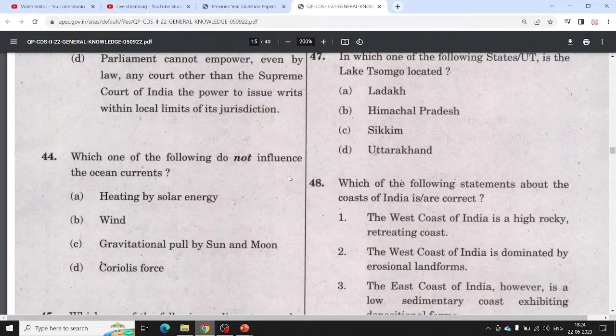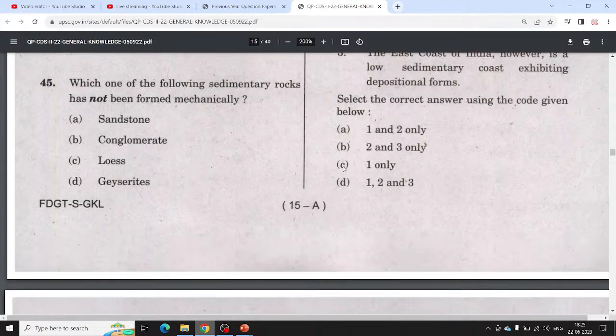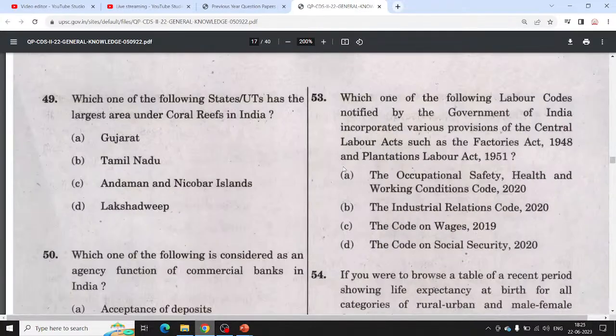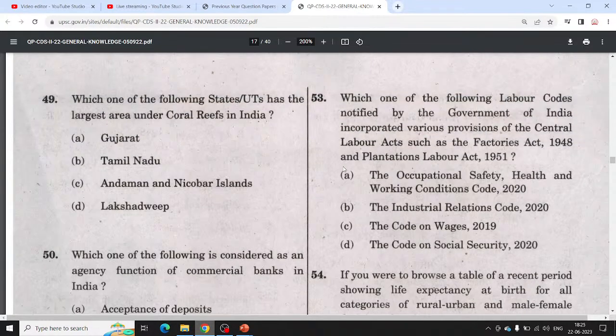I told you a question would come from ocean currents. Which of the following do not influence the ocean current? That's it. You hit the bullseye. Gravitation, pull of the sun and the moon. I'll show you a few more questions. They ask such easy questions. Okay, 49. Raise your hand, those who know. Raise your hand quick. Which of the following places is of coral origin? Did I teach you in class? Yes, sir. Lakshadweep is the answer.